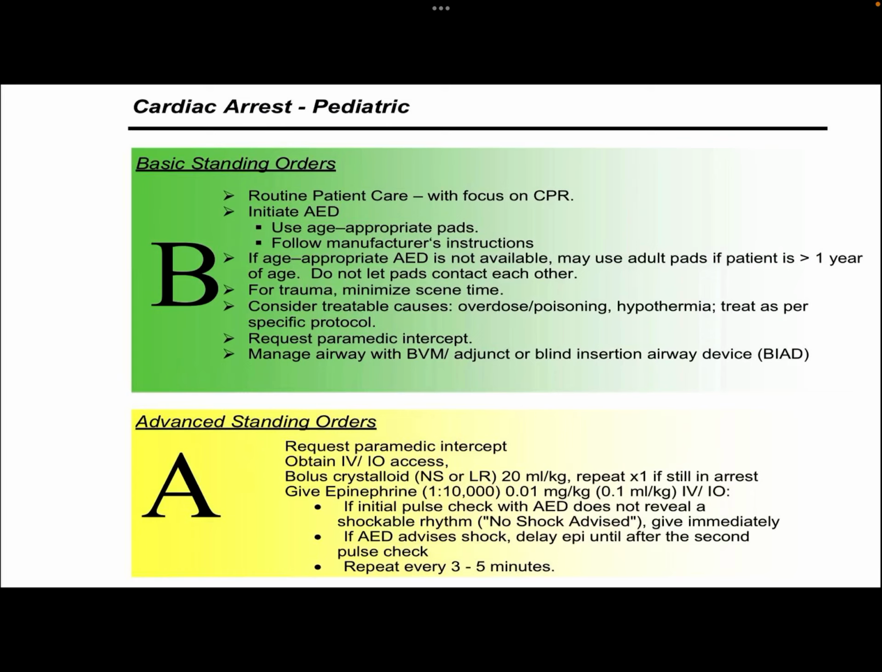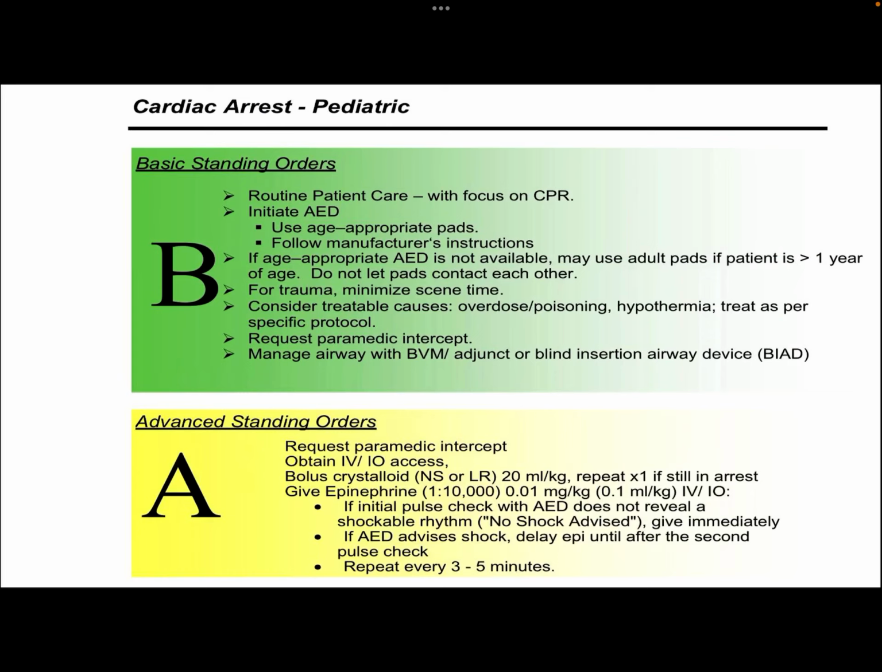Advanced EMTs, you guys request a paramedic intercept, obtain IV/IO access, start a 20 milliliter per kilogram crystalloid bolus, so normal saline or LR, and repeat one more time if they're still in arrest after that. You're giving 0.01 milligrams per kilogram IV epi for pediatrics.